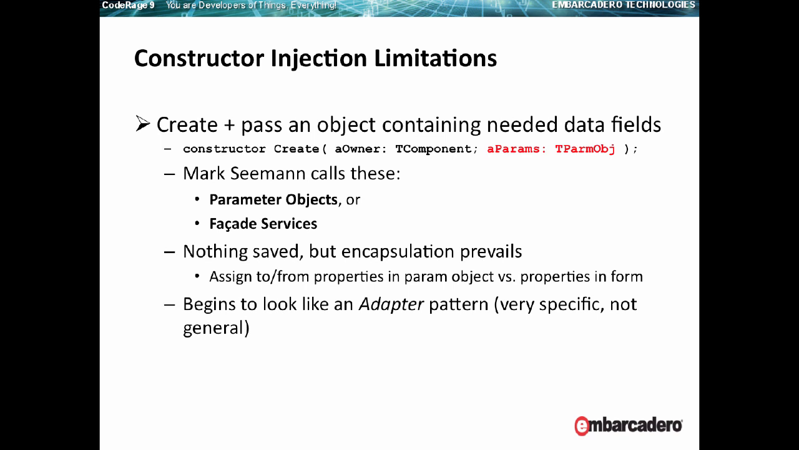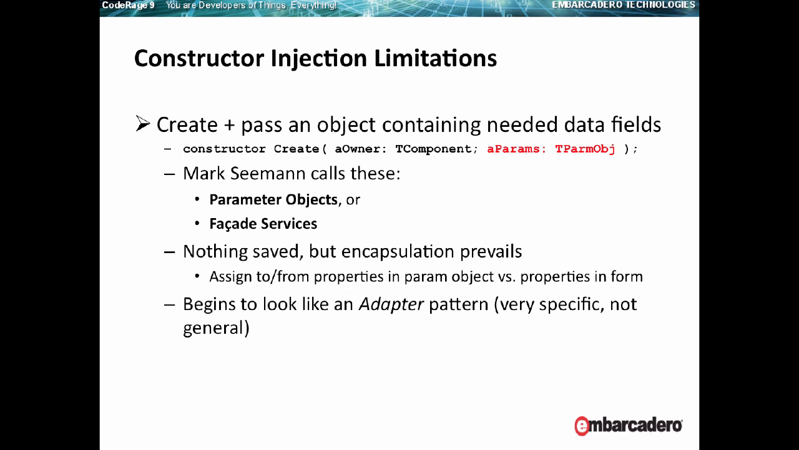Well, the obvious solution is you create and pass an object that contains all the needed fields. So we create this thing highlighted in red. We have a TParm object, and we stuff all the values in there. This guy, Mark Seaman, who's written a couple of books on dependency injection, he's got a great blog. He calls these parameter objects or facade services. Now, when you switch to a TParm object, nothing's saved, but you're actually leveraging some encapsulation. So what happens is, instead of having to assign to or from properties in the parameter object or properties in the form, it's kind of one or the other.